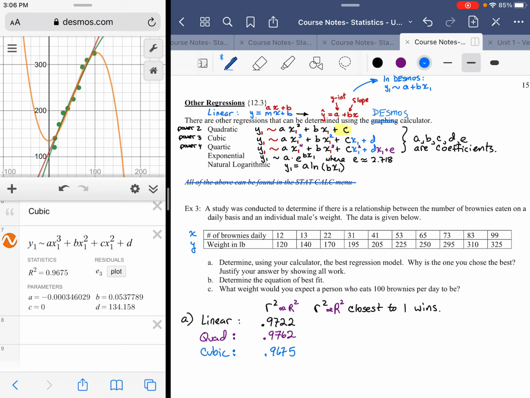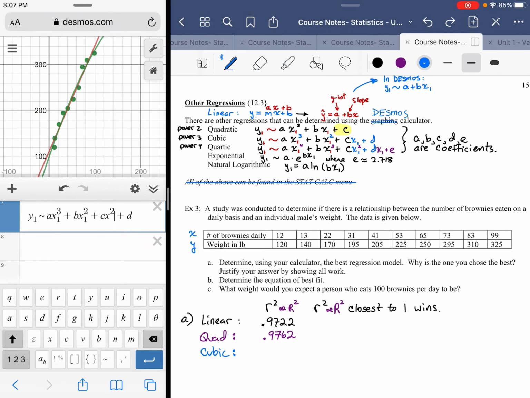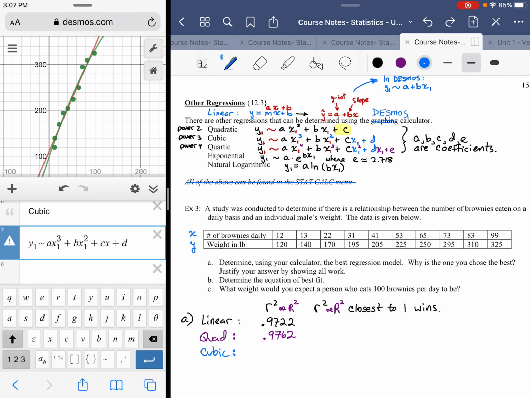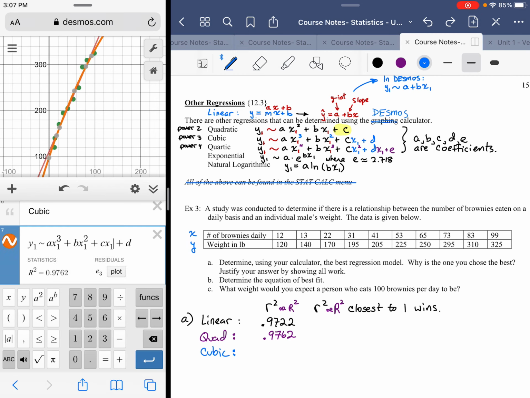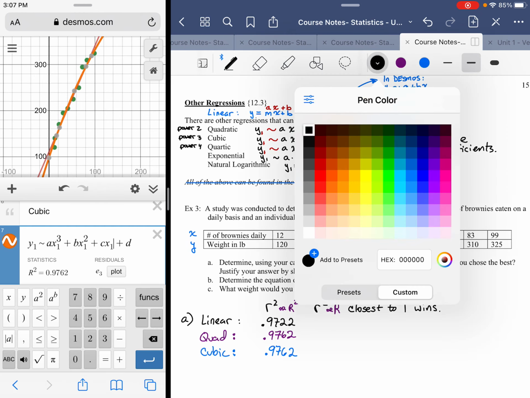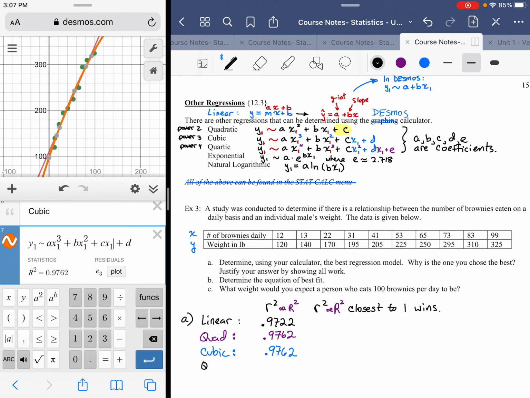All right. So if I had to call a winner at this point, oh, time out, time out. I found my mistake. YouTube is screaming right now. That's not squared. Phew, I avoided one there. 0.9762. All right, so it looks like linear is out. That's not the winner. It's not as good as 0.9762, but now it seems like I have a tie between quadratic and cubic. So let's move on to quartic.